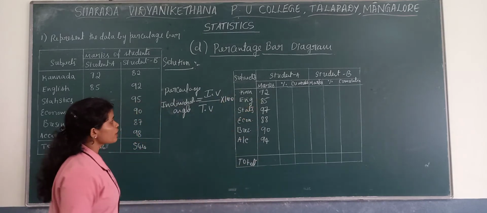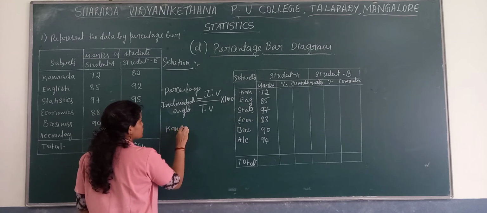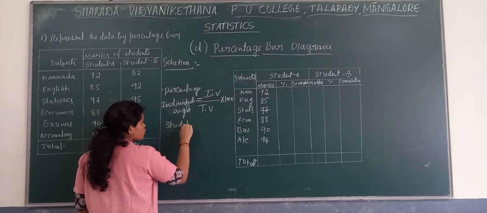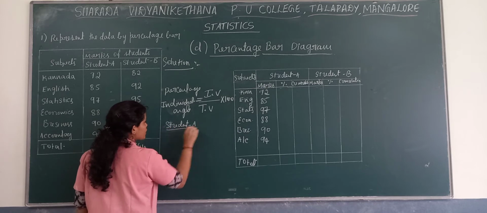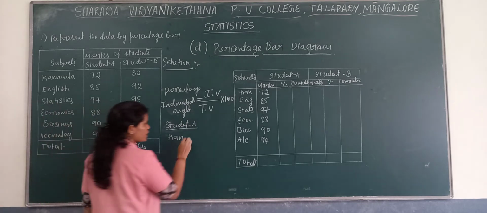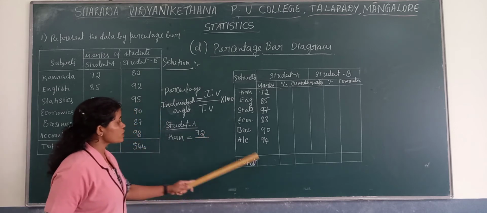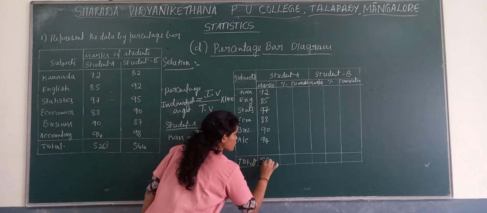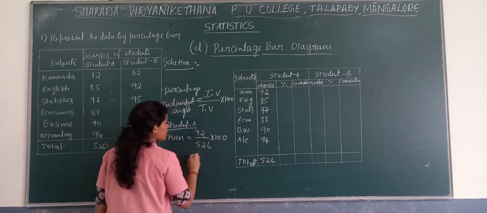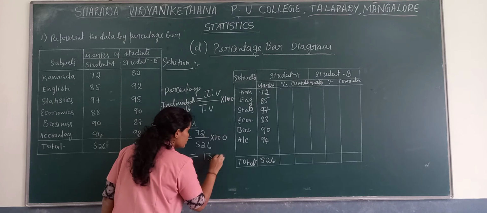Now first I will show one calculation each. The first one is for Kannada, student A. See, I am not writing the formula once again because I have already written it. So here, the individual value is 72. And what is the total? Total here is 526, into 100. Now, when we calculate, we get 13.6.